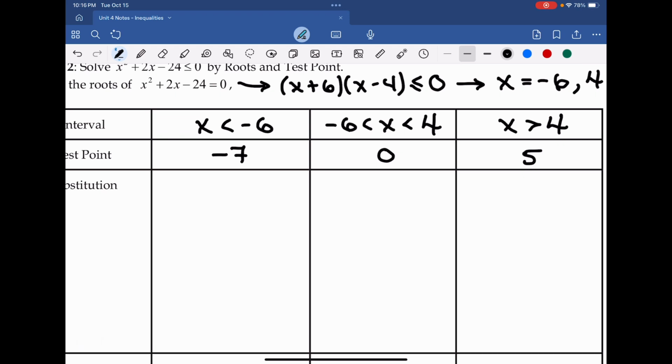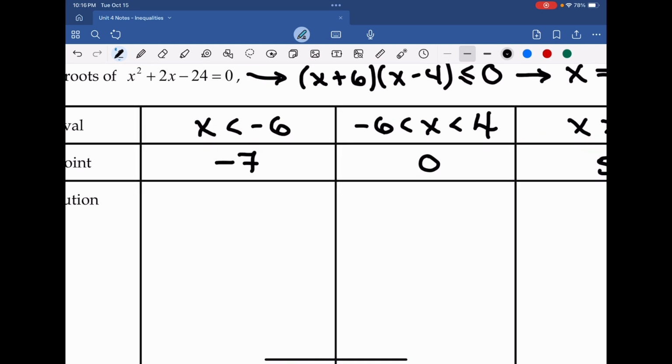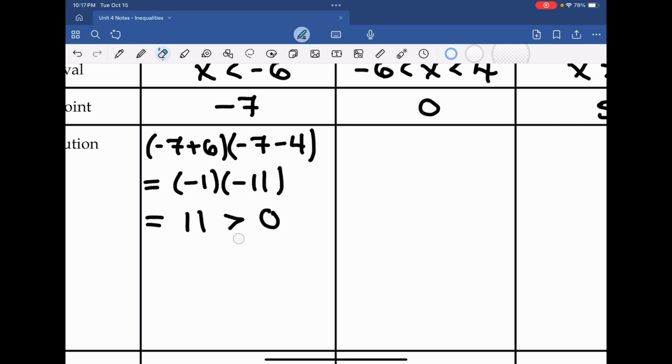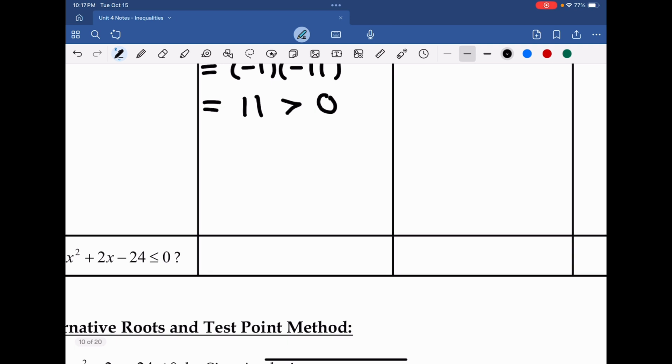In the root and test point method, now we have to substitute this into the inequality and see if this actually holds true to it being less than or equal to 0. So let's do that. In the first bracket, I'm going to take negative 7 and add it to 6. In the second one, I'm going to take negative 7 and then subtract 4. Negative 7 plus 6 is equal to negative 1. Negative 1 times negative 11 gives us positive 11. This is greater than 0; in this specific case it's strictly greater than 0, we don't want to say equal to. So does it satisfy that it's less than or equal to 0? Absolutely not, because this is a positive value. So we're going to say no.